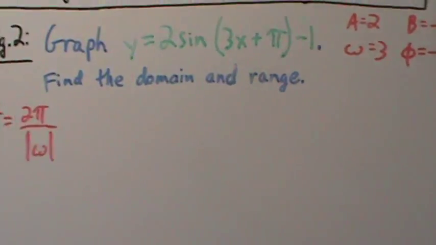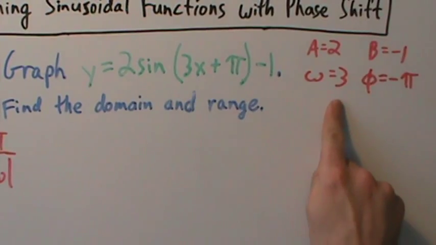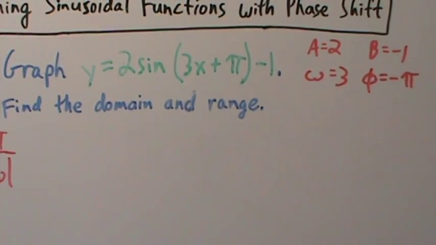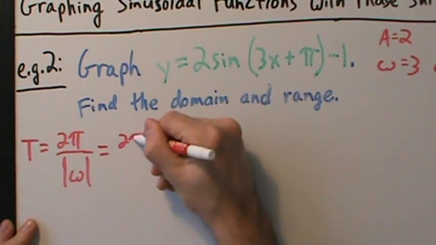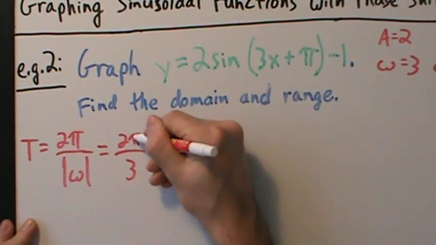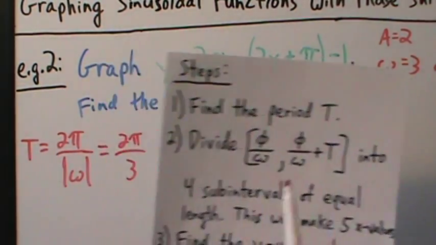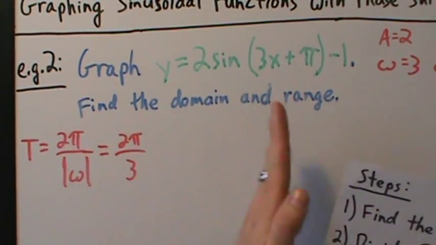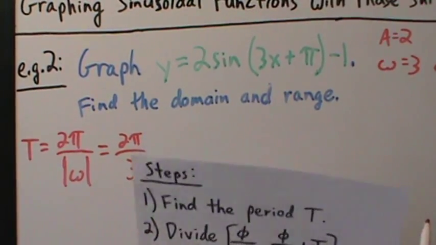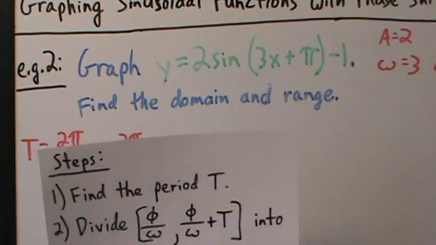Zooming back out a little bit. So T is 2 pi over the absolute value of omega. Omega is 3, so the absolute value of 3 is just 3. 3 is already positive. So this is just 2 pi over 3. Okay, now that's it for step 1. That's great. Find the period T. We just did. It's 2 pi over 3. Which means every 2 pi over 3 units, the graph is going to start repeating. That's what that means. Okay, so remember we talked about period way back in a separate video.